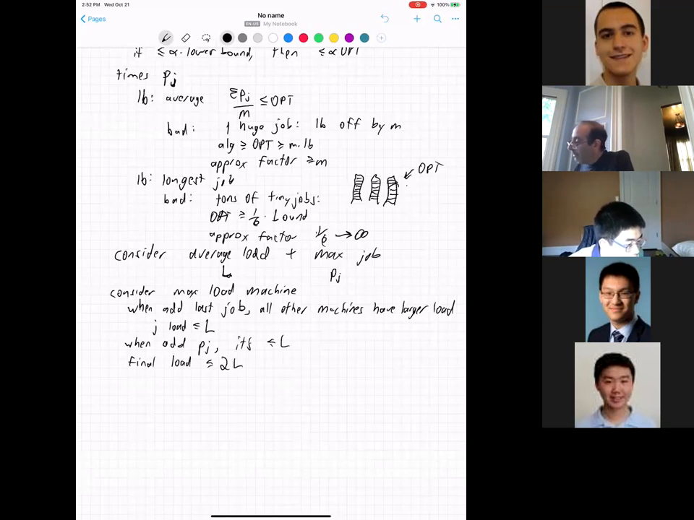Sorry, it's less than or equal to opt. And so that means that my final load is less than or equal to L plus opt, which is at most 2 opt. So I have a 2 approximation. Now I can actually refine that just a little bit.